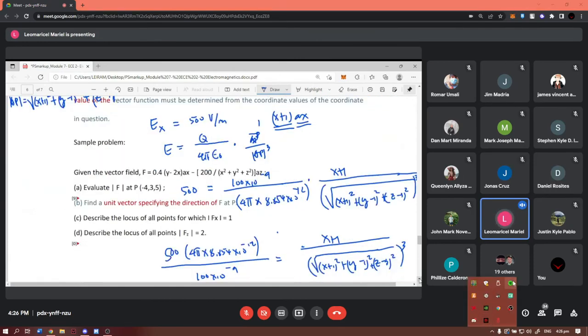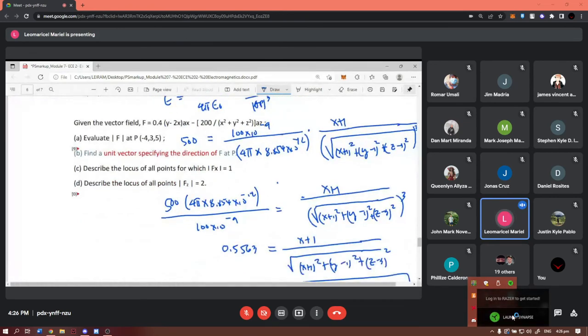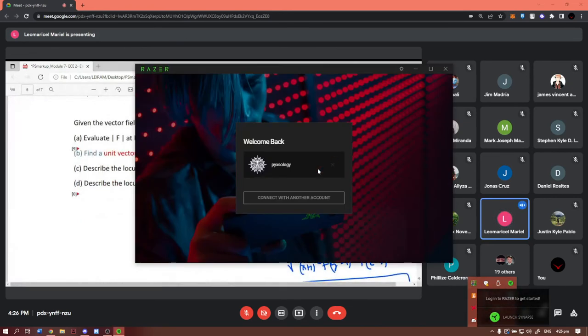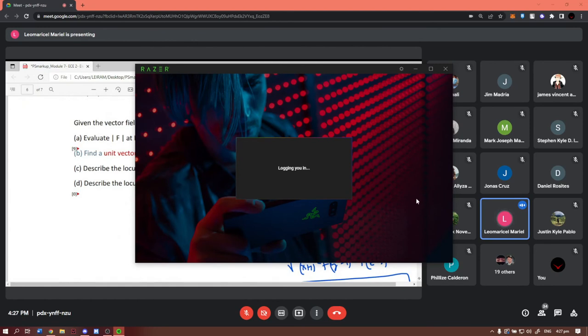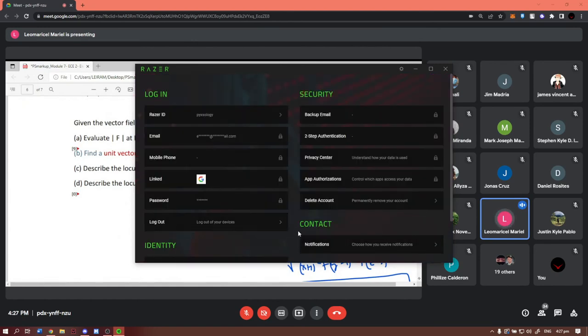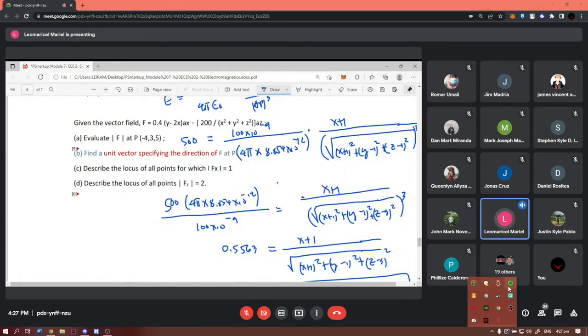Okay. Anong ibig sabihin nun? Halimbawa, meron tayong ibinigay na vector field. Let's say the given vector field is defined by F is equals to 0.4 quantity 1 y minus 2x ax minus quantity 200 divided by the quantity x squared plus y squared plus c squared az. Yan yung vector field natin. Tapos, ang tinatanong, letter A, evaluate the magnitude at point P of this vector field. Ang gagawin lang, isa-substitute mo lang yung x sa x, yung y sa y, z sa z. Then get kung ano yung hinahanap.